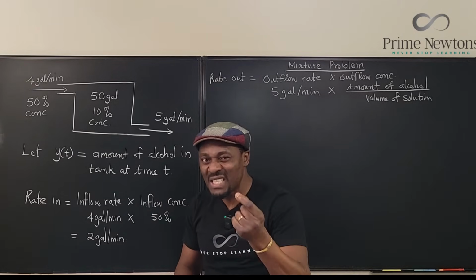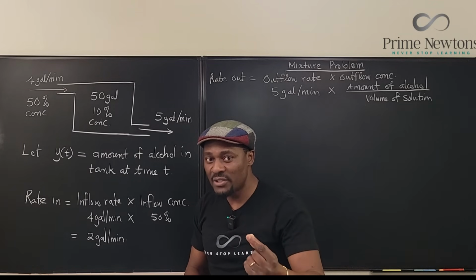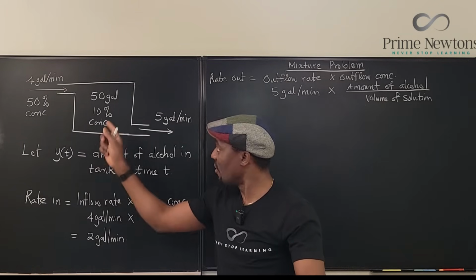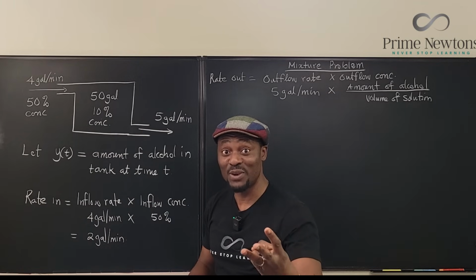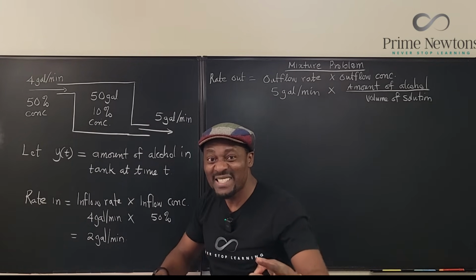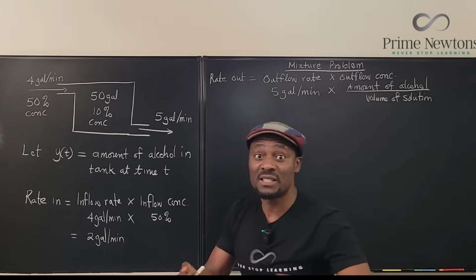So at time t, you have lost t gallons. At 1 minute, you've lost 1 gallon of the total. At 2 minutes, you've lost 2 gallons. At 3 minutes, you've lost 3 gallons. So basically, the amount that is left is 50 minus how much time has passed.